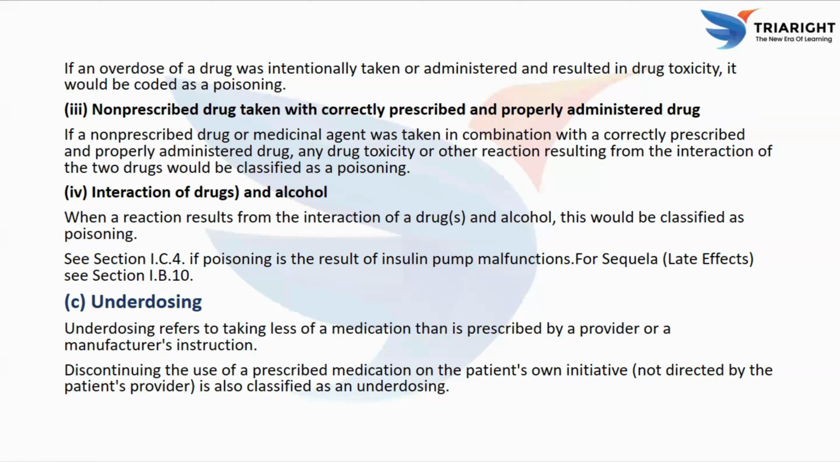For example, when a patient drinks alcohol while taking benzodiazepines, it leads to respiratory depression. So you have to assign two codes: one for poisoning by benzodiazepines, accidental, and the other code for the respiratory failure.